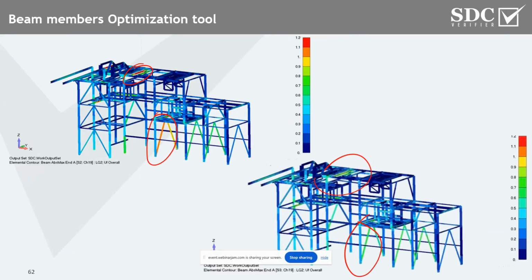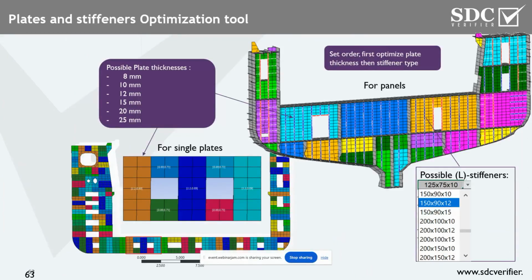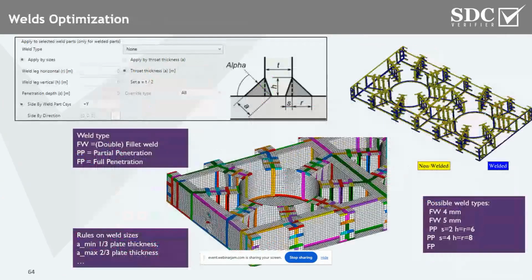The same goes for the plate buckling checks. For instance, when you need to increase plate thicknesses to prevent buckling, or replace some stiffeners, or, for example, the weld capacity is not enough. So you need to go, I don't know, from a fillet weld to a full penetration weld, or to increase the size of your weld. This is all doable and possible.